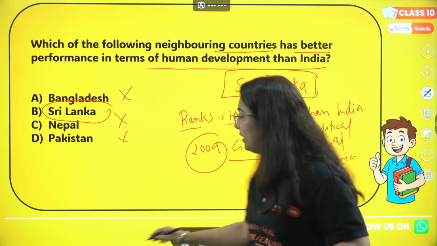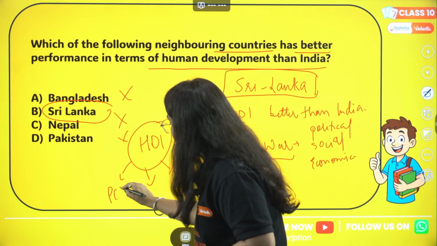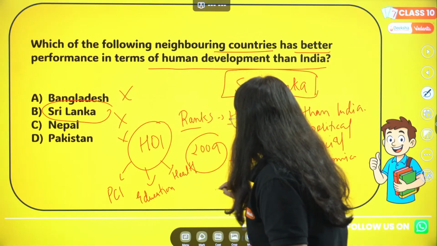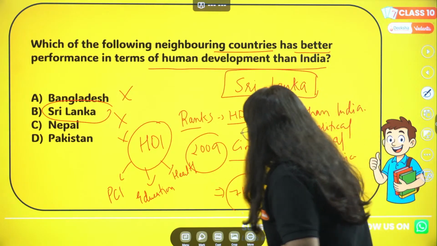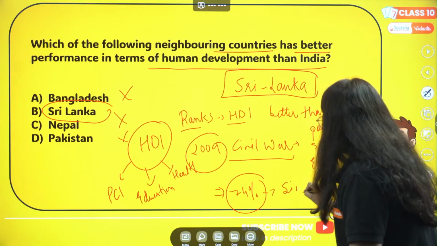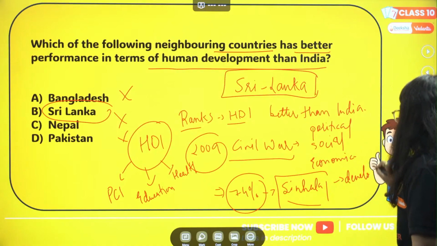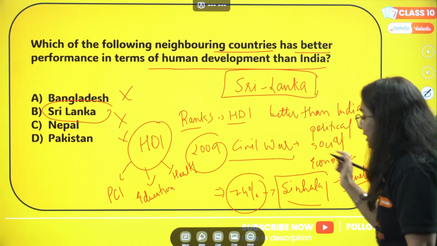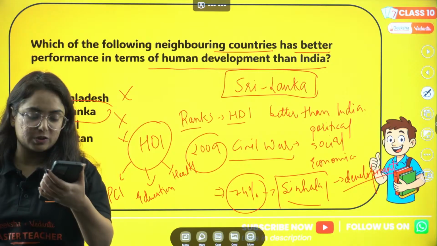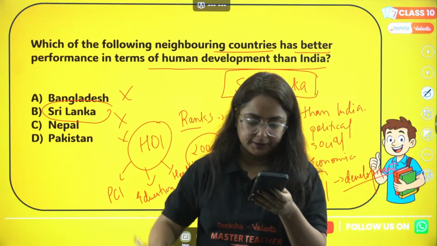Pay attention, whenever we talk about HDI, there are 3 points: per capita income, then we have education, and the third thing that we have is health. And if you remember, the 74% population was Sinhala, and they all focused on their development. So the rest were not developing, but the majority of them was developing. This is the reason for this question. If anyone asks you such a question, in a 2-marker question also you can write that.